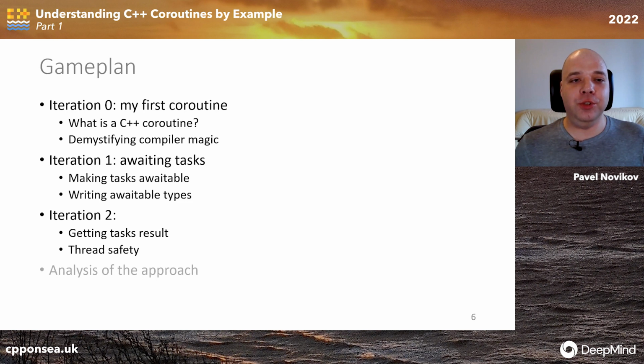On iteration 2, we'll learn how to get a result from asynchronous tasks. We'll examine and try to make our code thread safe. And finally, we'll try to analyze the approach that I'm going to present to you and see what we can do with it. Can we make it better, or is it good enough?